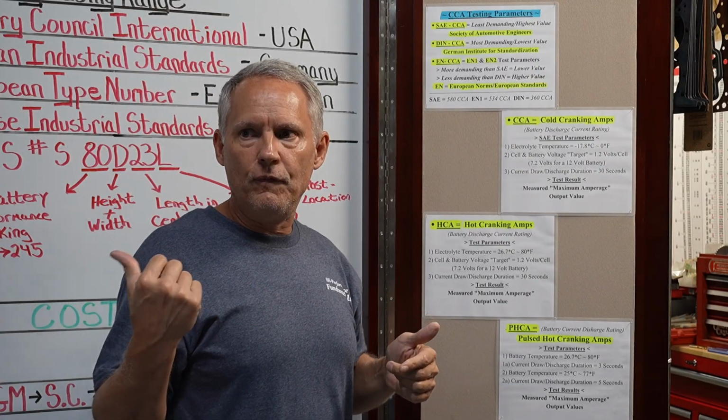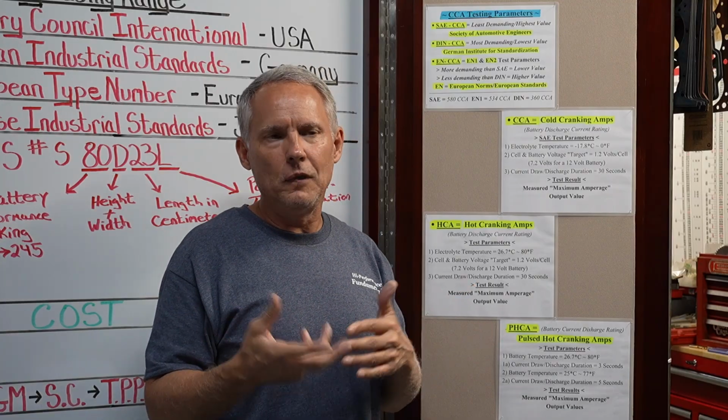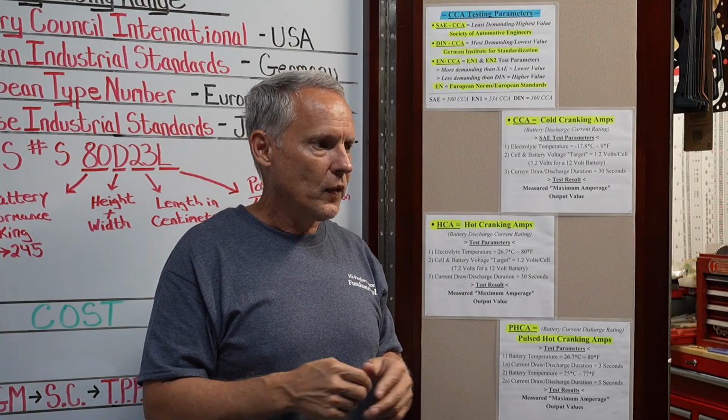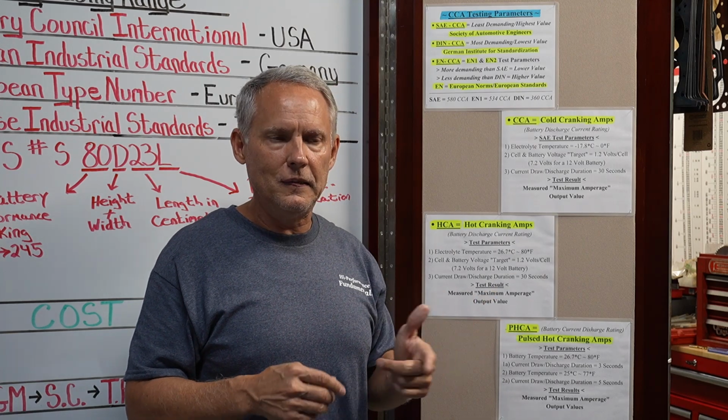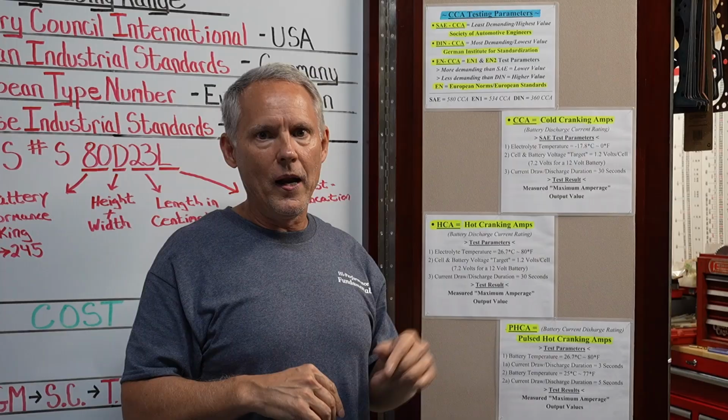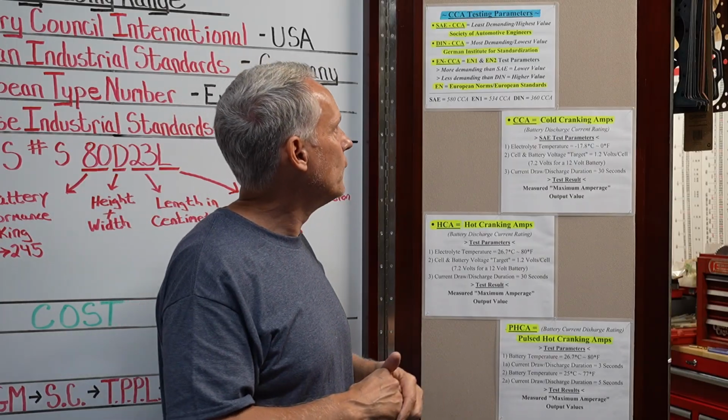For example, if you have a European car, an Audi or VW or something like that, and it has a DIN rating of 360, and you go to buy a battery and it says CCA 500, you say, oh, that's great, I'm good. But that's an SAE rating. That's not a DIN rating. So you've got to know the difference.